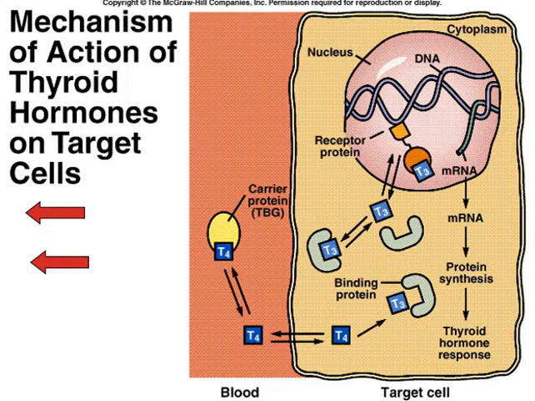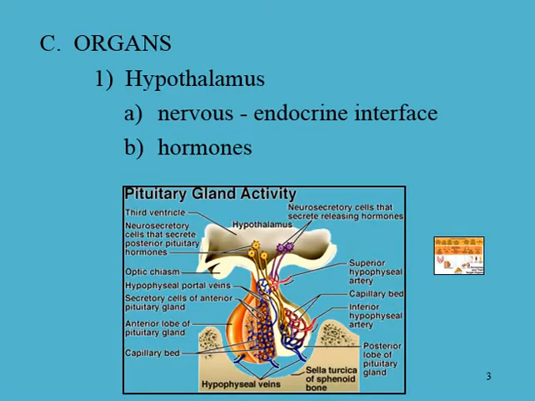All right, so let's take a look at the different organs involved in the endocrine system. The first organ that I have in the endocrine system is the hypothalamus? Holy, isn't the hypothalamus part of the nervous system? I think I'm confused.